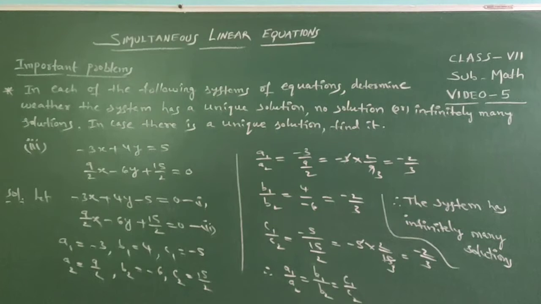For the given condition, when A1 by A2, B1 by B2, C1 by C2 are equal, the system has infinitely many solutions. They are dependent equations. Infinitely many solutions mean consistent equations only.